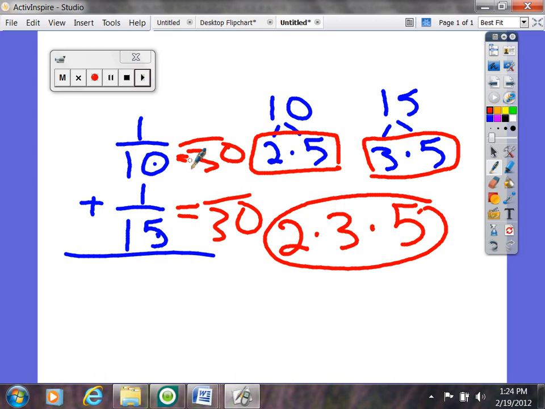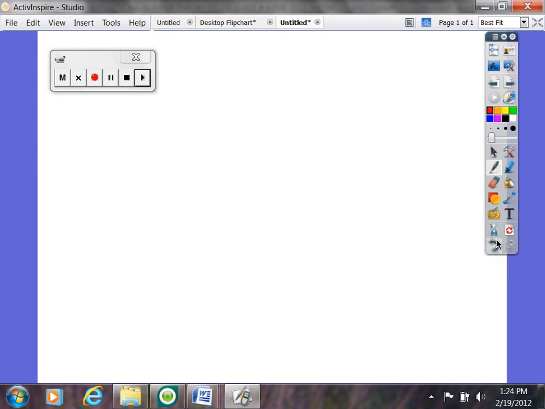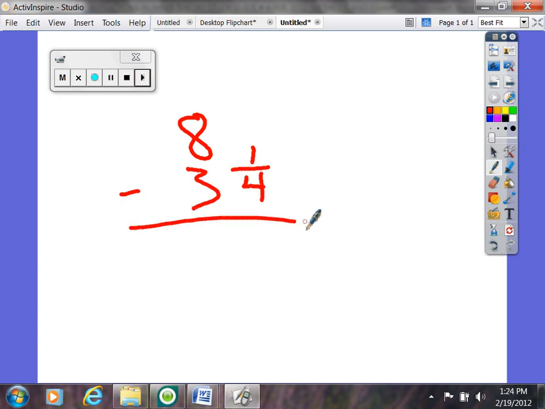All right, hopefully that helped. Let me show you a couple of problems that the students are going to run across real quick, and then we're done. Adding and subtracting mixed numbers. All right, the students will be doing quite a few like this, so just be prepared if they have questions.